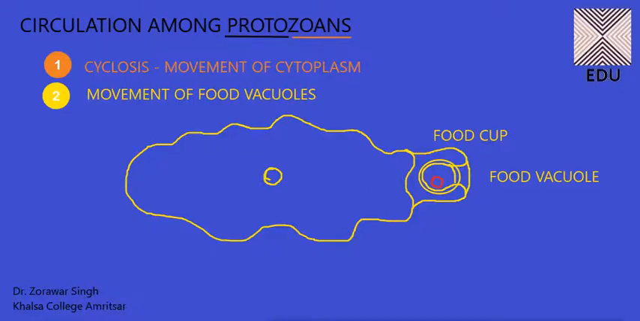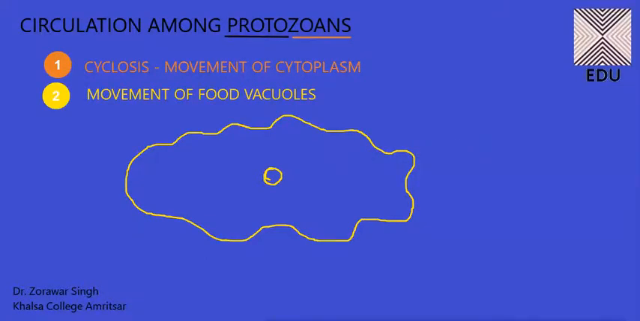Now this food vacuole will move towards the center of the amoeba. So if we again draw this food vacuole, now it is inside the amoeba and it has the red colored food. This particular structure is the food vacuole. It will move with the cytoplasmic streaming inside the body of the amoeba, and it will be moving due to cyclosis.